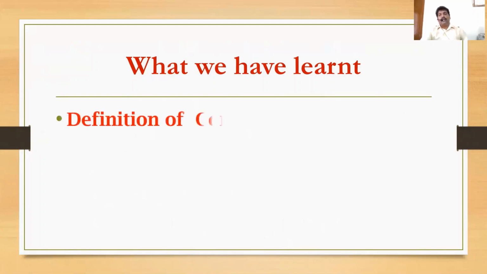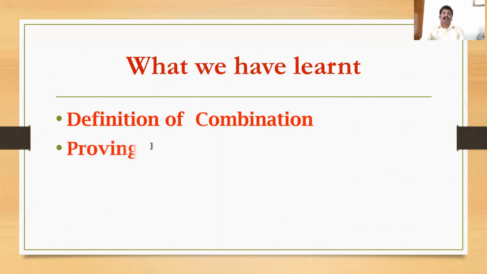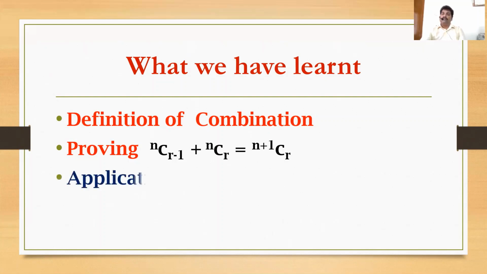Now, what we have learned in today's session: definition of combination. Combination definition means selection of objects. Next, proving nCr-1 plus nCr is equal to n+1Cr. This is also a very important formula. We should remember this formula.